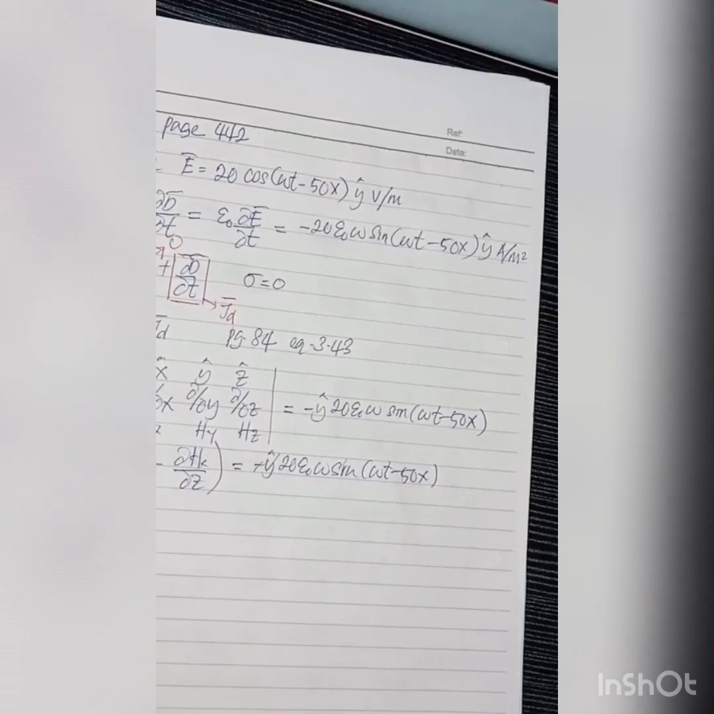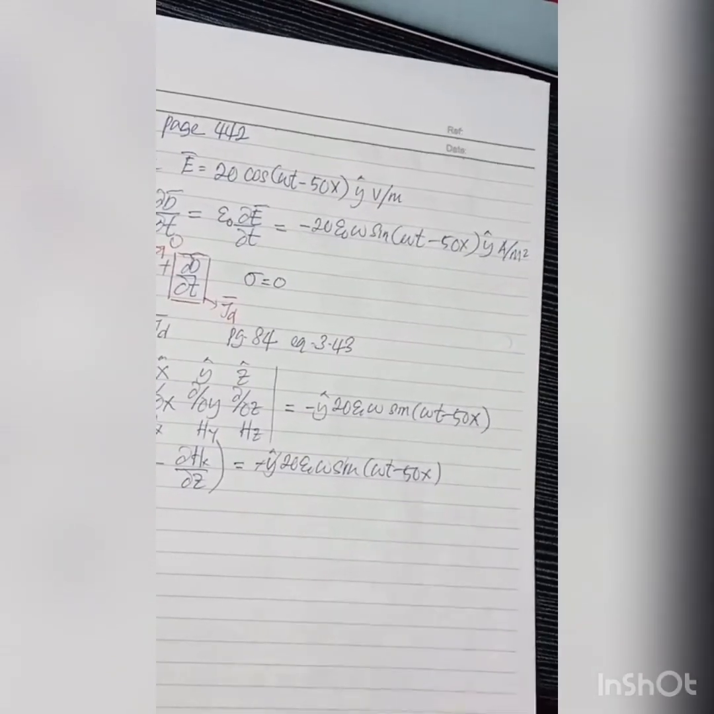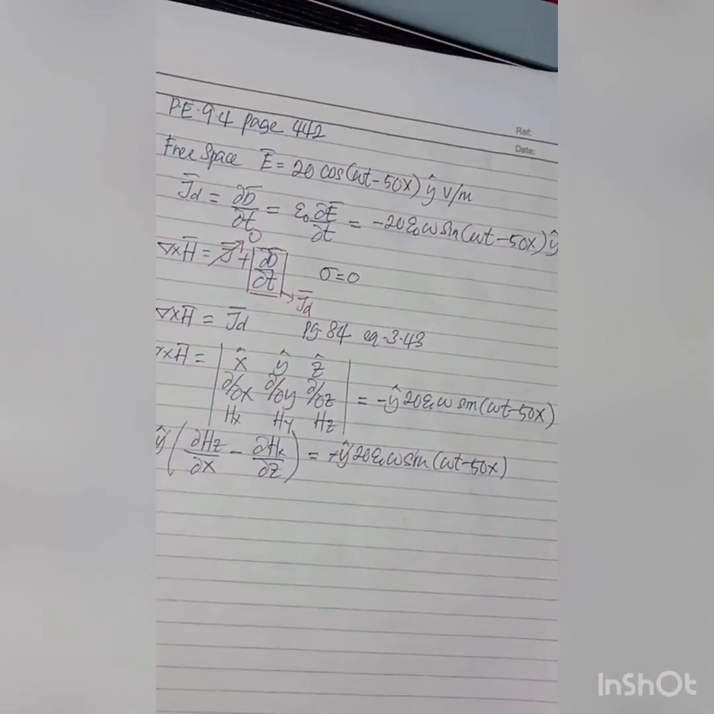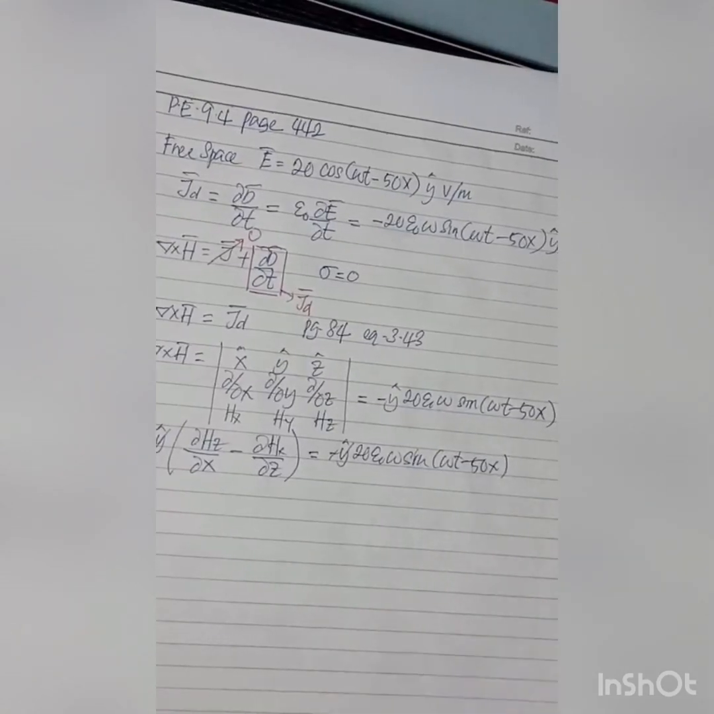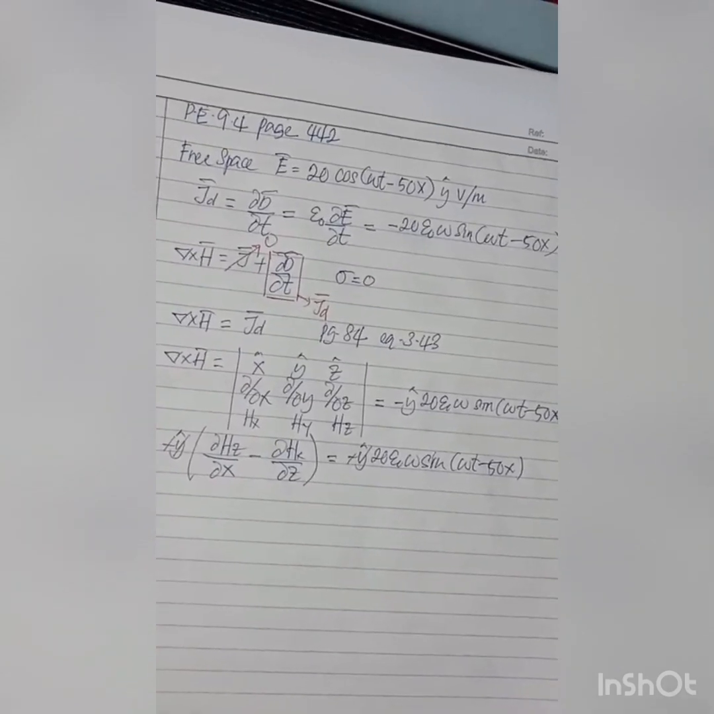Now my question is, how do we determine which component the H exists in? Is it in z, is it in x, or maybe in y as well? That question we must solve first: which component the H will exist in.